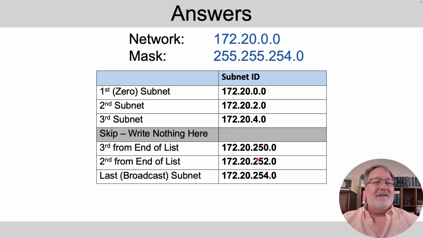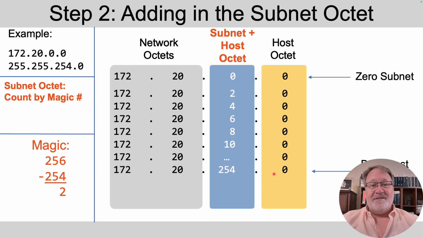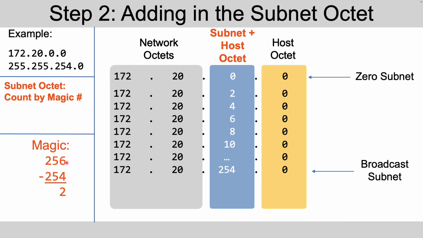Then for the last network in our list of 3, 172.20.0.0, with this mask, it was probably the most straightforward option. Here are the first 3 numerically and the last 3. And the mask to get there, you write down the network number as the 0 subnet. The magic number is 256 minus the mask value in that third octet, or 254, giving us 2, so our increment is 2. Add 2, add 2, add 2, add 2. You stop at 254 because if we add 2 more, you get to 256. That's your pattern, counting by 2s in the third octet, and those are your subnet IDs.